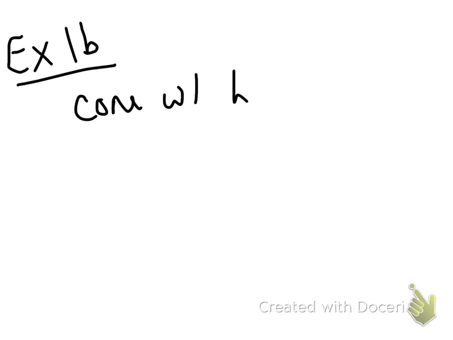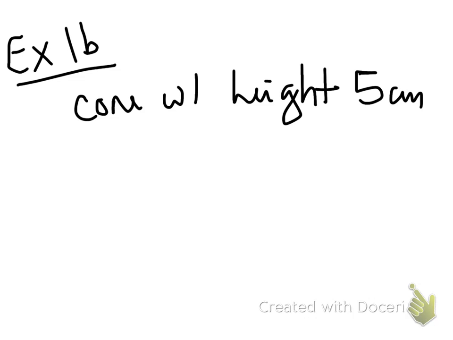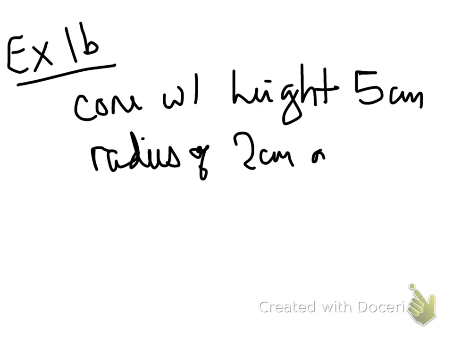Alright, I'm going to have you do a practice. This is example 1B. You're going to find the volume to the nearest cubic unit of a cone with a height of 5 centimeters and a radius of 2 centimeters on the base. Go ahead and draw it and then find the volume.